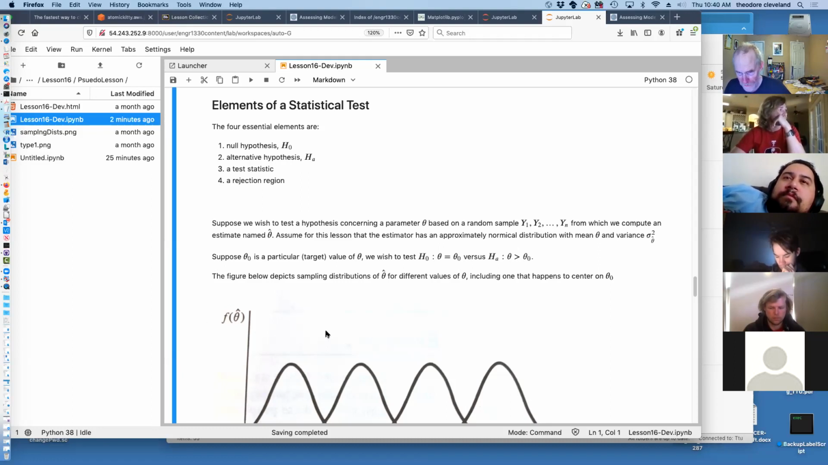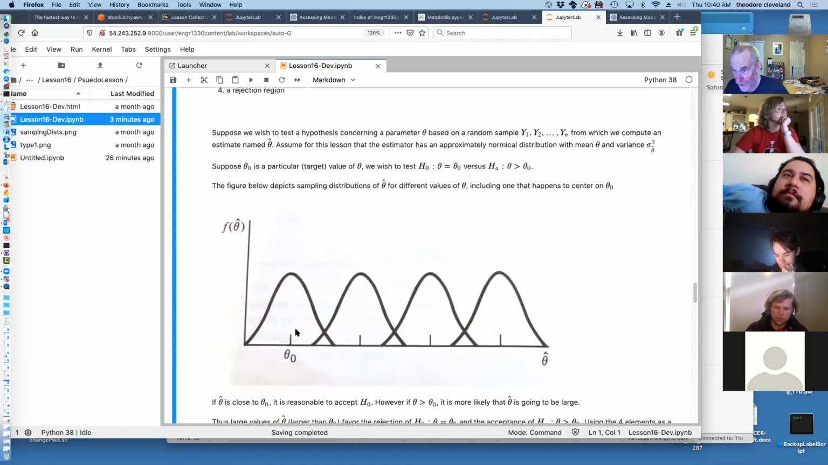Suppose theta sub zero is a particular target value of theta, and the test we might wish to perform is theta equal to theta zero versus the alternative that theta is bigger than theta zero. Similar to, but not identical to, our red dot in our gray histogram.